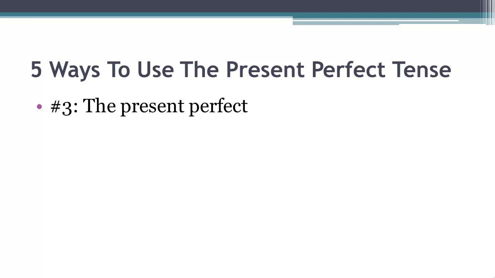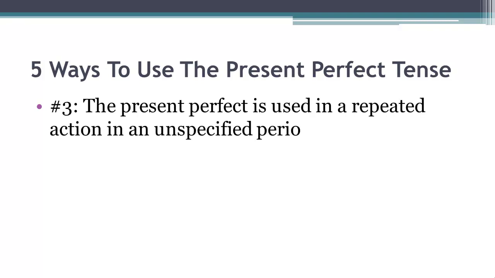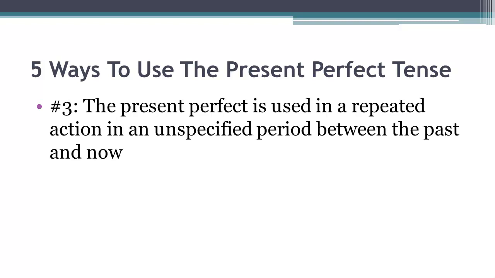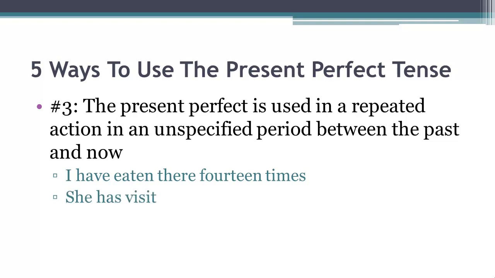Number 3, the present perfect is used in a repeated action in an unspecified period between the past and now. I have eaten there 14 times. She has visited me several times already.